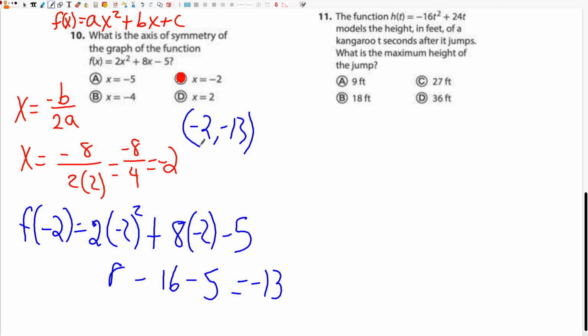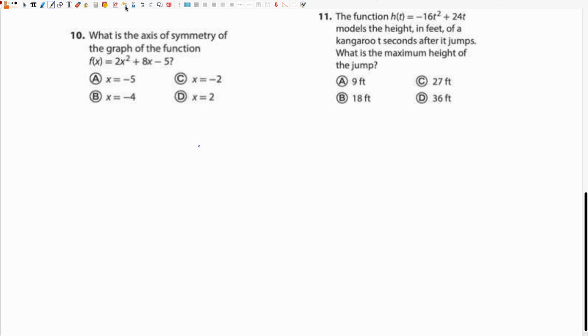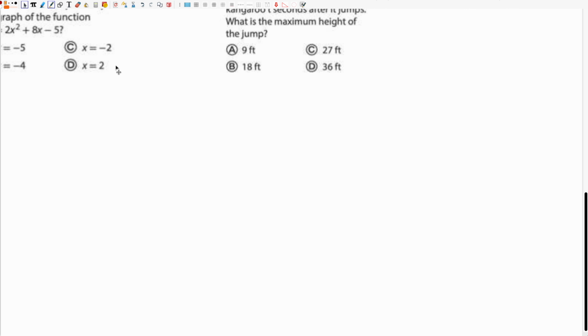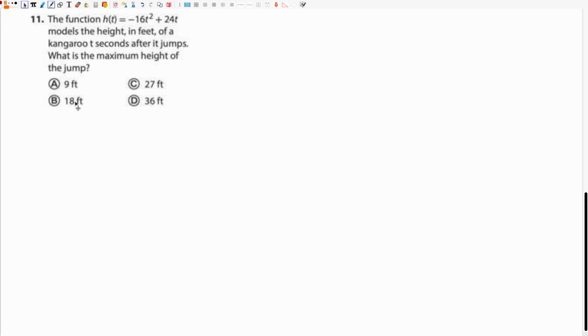All right? Everybody good with number 10? Yes. Okay, number 11, or the bonus question. The function h of t equals negative 16t squared plus 24t models the height in feet of a kangaroo t seconds after it jumps. What is the maximum height of the jump?